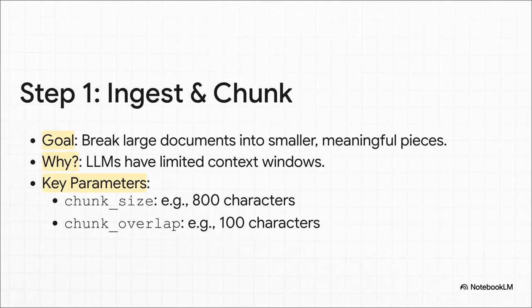First up, ingest and chunk. You can't just throw a 50-page PDF into an LLM's context window. It'll just choke on it. So you have to be smart. You chop up your documents into smaller, manageable pieces. And that chunk overlap parameter, that's a pro tip. It makes sure you don't accidentally slice a really important idea right in half at the boundary between two chunks.